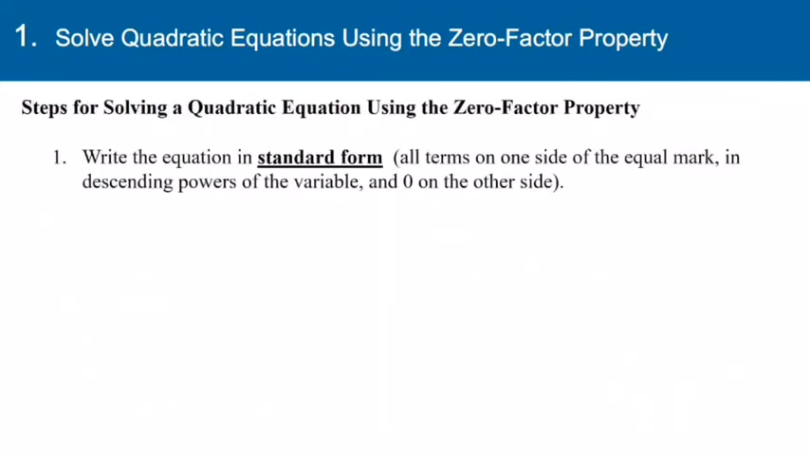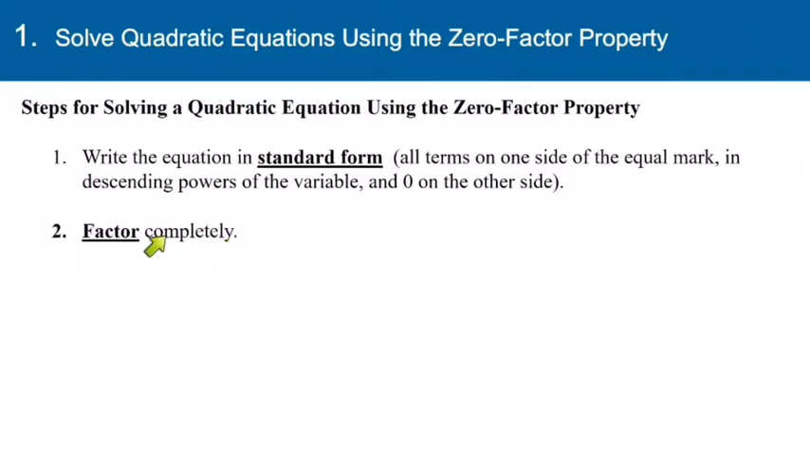So let's kind of summarize what you just saw in the last example. When you want to solve a quadratic equation using the zero factor property, the first thing is to write the equation in standard form, and that means all terms on one side of the equal mark, and it's best to put the powers in descending order. In other words, the x squared term comes first, then the x term, and then the constant, and then you should have equals 0 on the other side. Get it in this form first before you start trying to factor.